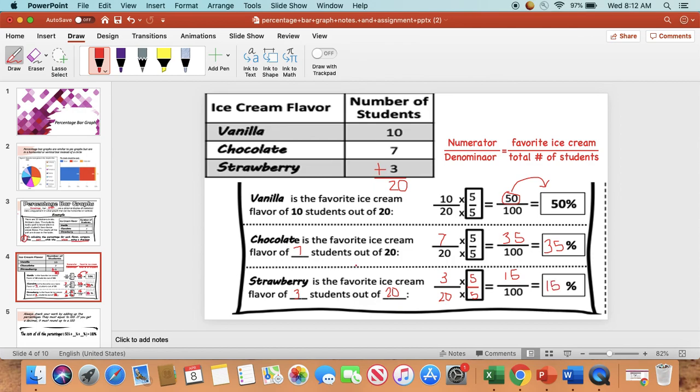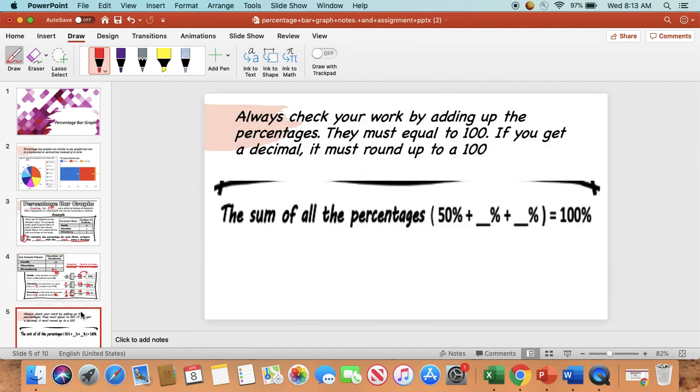Okay, so again, your first step is to create your fractions and convert your fractions to a percent. Now, before you create your bar graph, you always check your work by adding up the percentages. They must equal 100. If you get a decimal, it must round up to 100. So let's find the sum of the percentages. It was 50% plus 35% plus 15%. So I know 35 plus 15 is 50. 50 plus 50 is 100. So yes, it is correct.